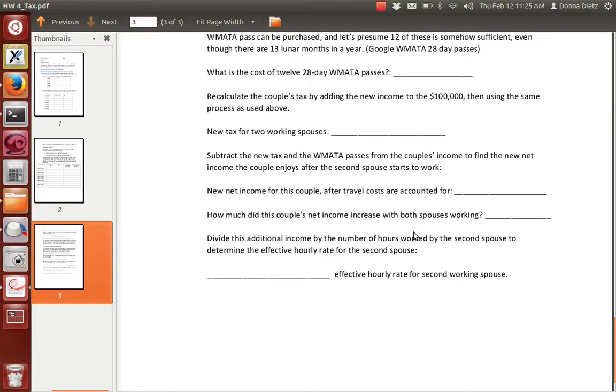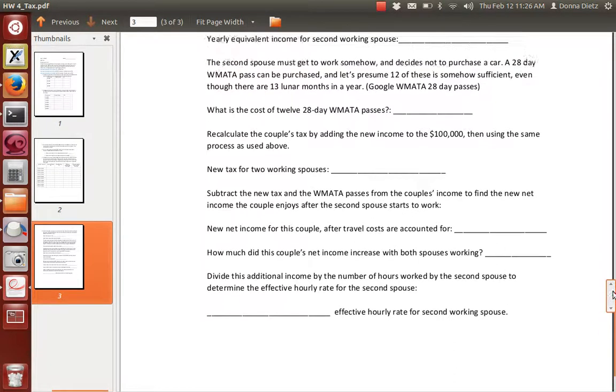Okay, so I'm only going to allow the couple's net income increase. We're going to claim this couple increased their income by having both spouses working, but minus the additional travel costs that had to be sacrificed. So you put the new income here, the new net income minus the travel costs for the second spouse. Okay, take that additional income that they've now earned due to the second person working and divide by the total number of hours that second person worked.